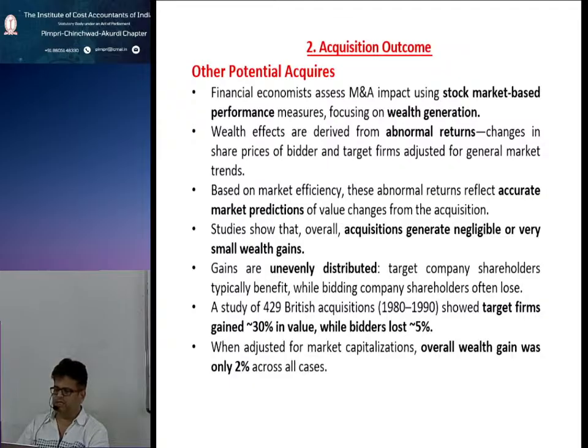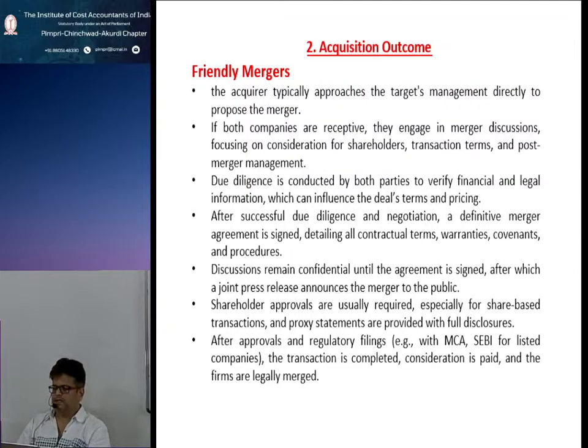Gains are unevenly distributed, so target company shareholders typically benefit while bidding company shareholders often lose. A study of 429 British acquisitions from 1980 to 1990 showed that target firms gained around 30% in value while bidders lost around 5%. When adjusted for market capitalizations, overall wealth gain was only 2% across all cases. Therefore, let's understand the various concepts now which are covered in the chapter.